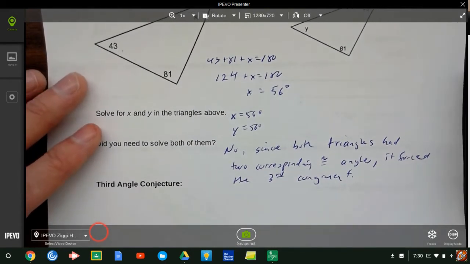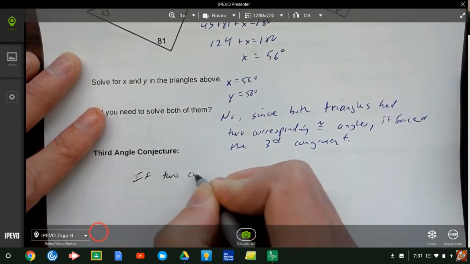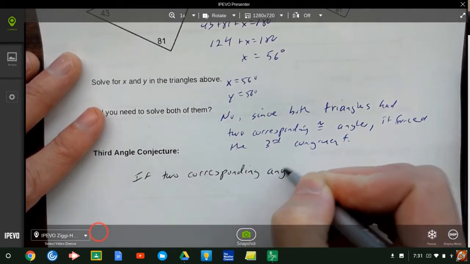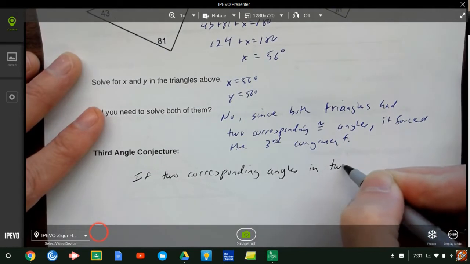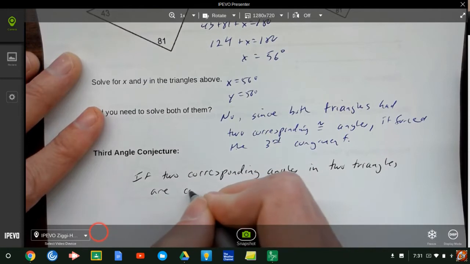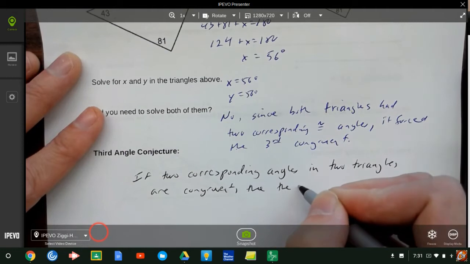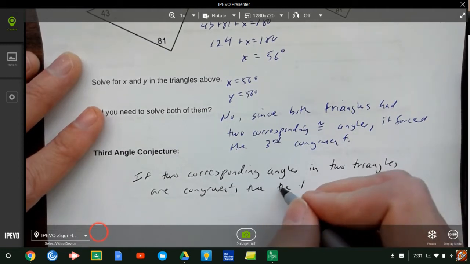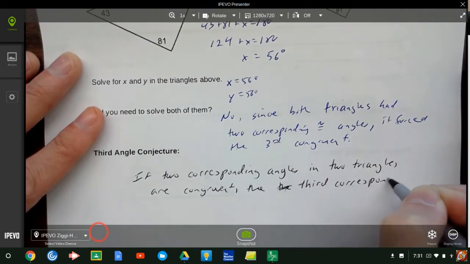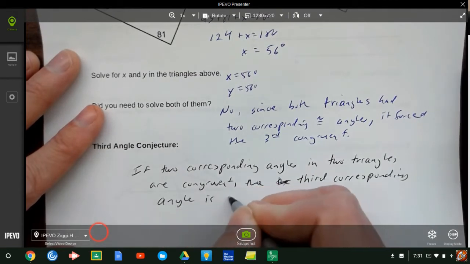Okay, the third angle conjecture says that if two corresponding angles in two triangles are congruent, then the third corresponding angle is also congruent.